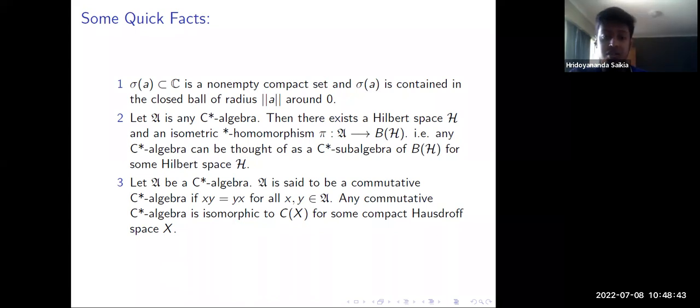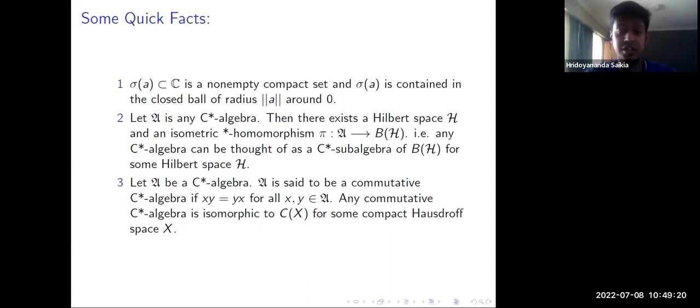Now, various topological properties of X can be translated into some C-star algebraic property of C(X). For example, X is connected if and only if there exists no non-trivial idempotent in C(X). So there exists a kind of duality between the C-star algebra structure of C(X) and the topological space X. That's why people call C-star algebra theory non-commutative topology.